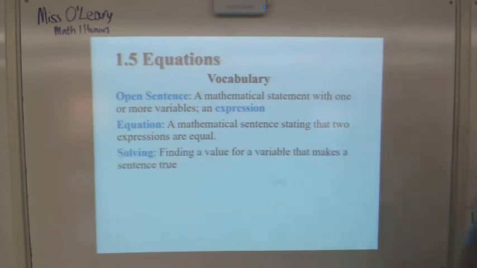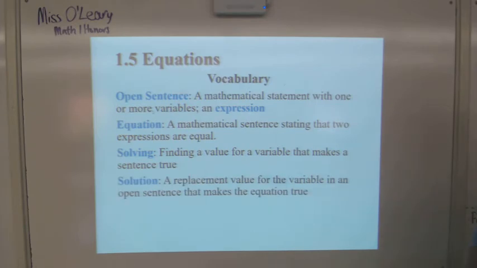Solving. So the process of solving is finding a value for a variable that makes a sentence true. When we're talking about solving, we're talking about finding solutions. A solution is a replacement value for the variable in an open sentence that makes the equation true. So when I'm talking about solutions, I can have one solution. If I have x plus 2 equals 4, I know that x is going to equal 2. That equation has one solution.